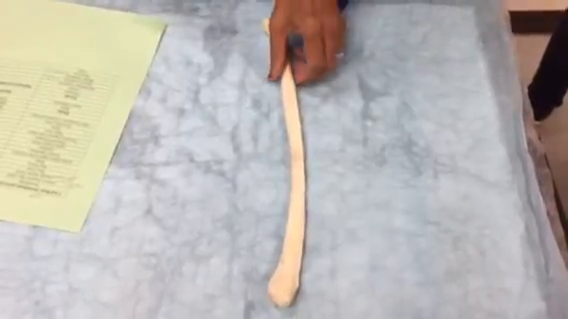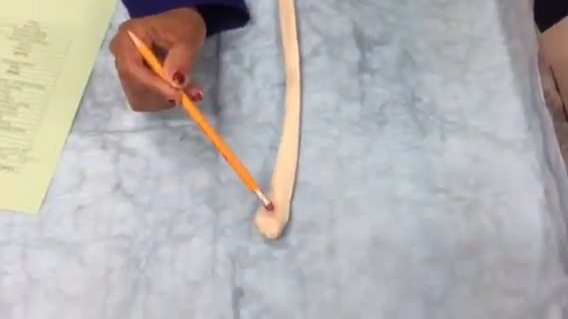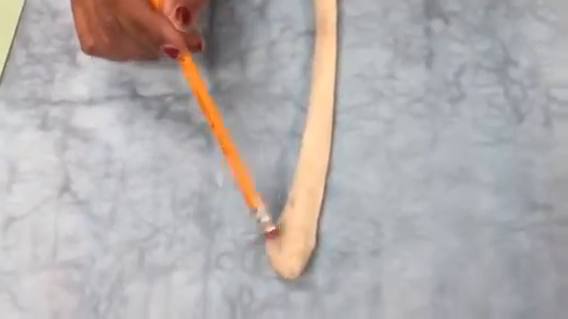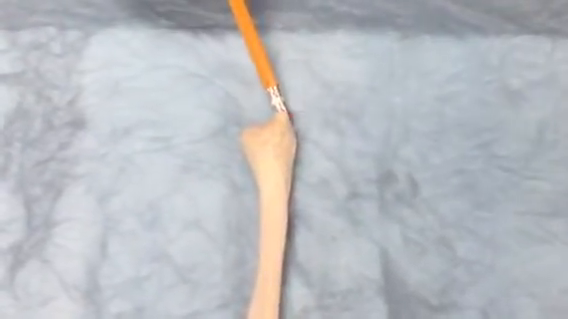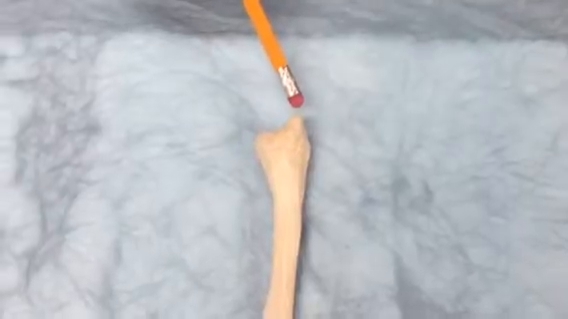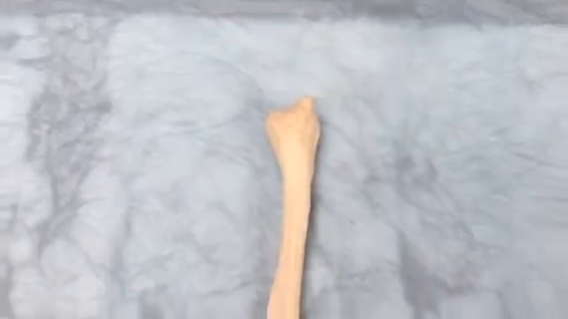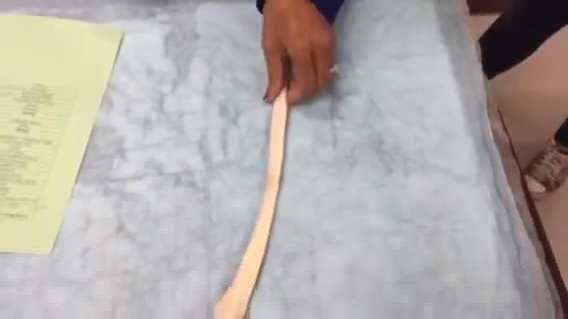This is the fibula, and it is located on the lateral side. In the fibula, this is the head of the fibula. It looks like a triangle shape. And here is the lateral malleolus. The lateral malleolus looks like a blunt spine, and we can feel the lateral malleolus when we palpate on the lateral side. So that is the fibula.